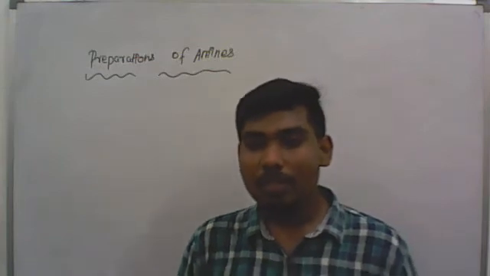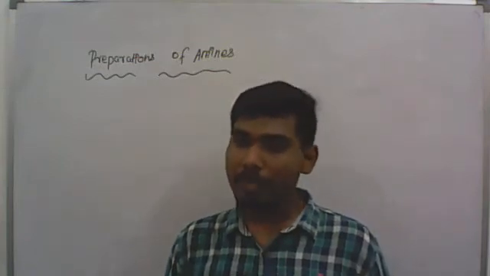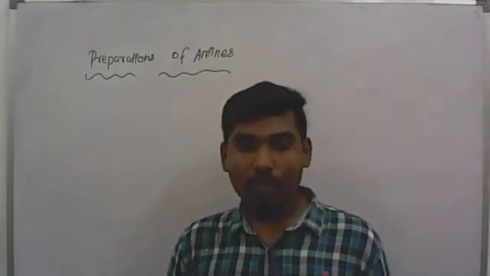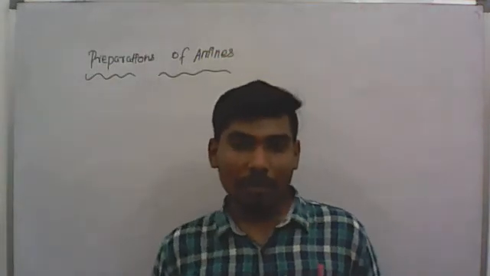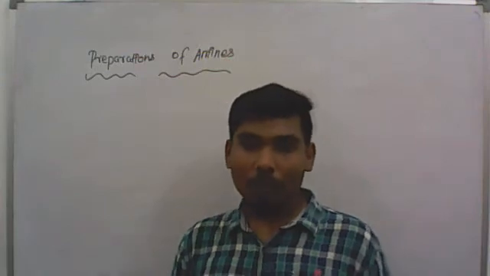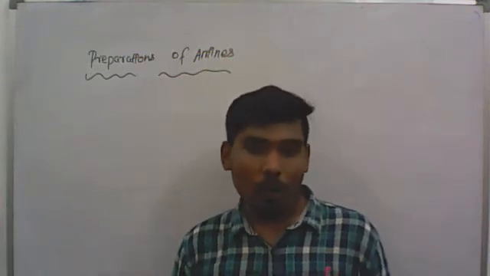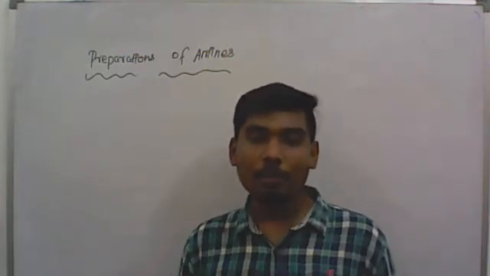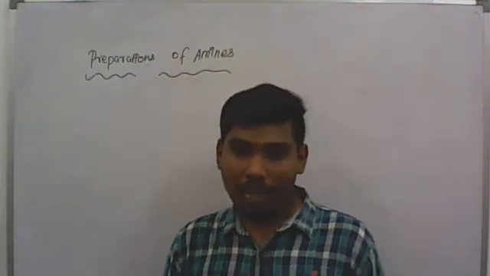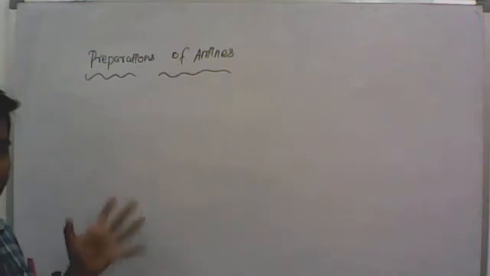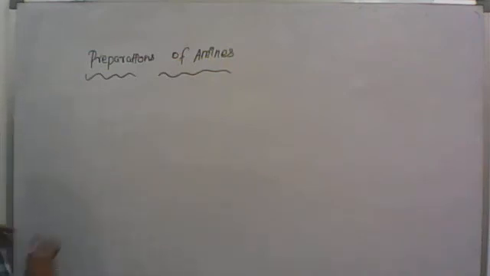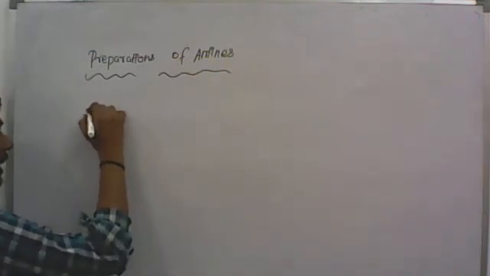In the previous session, we discussed the preparation of amines. In that video, we discussed two methods. The first method is preparation of amines by reduction of nitro compounds, and the second method is ammonolysis of alkyl halides. In this session, I'm going to discuss the next preparation method, called reduction of nitriles.